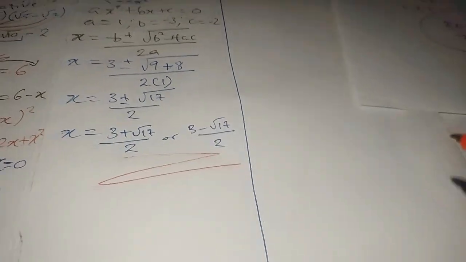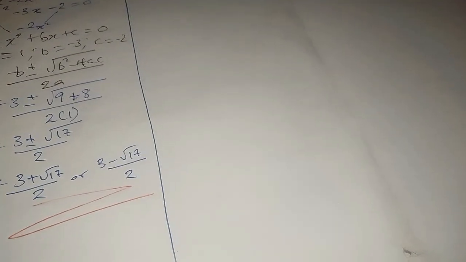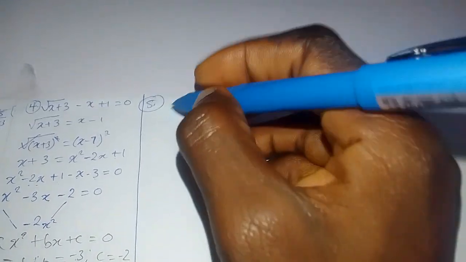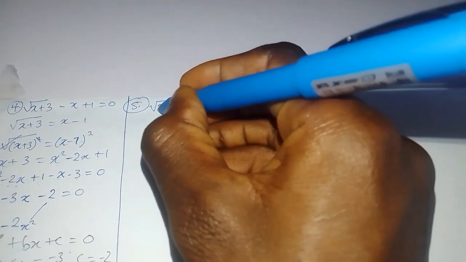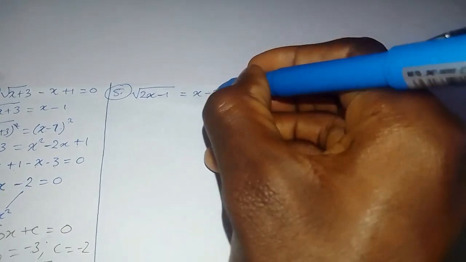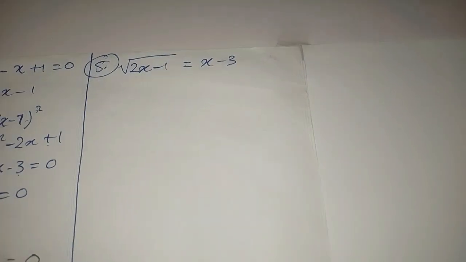Now moving to question 5, which seems to be, okay, it's not even the last one, it seems to be the penultimate. We can say question 5, we have the square root of 2x minus 1 is equal to x minus 3. This one here is very related to question 4 and question 3. You can pause the video and solve it. So how do I go for this?